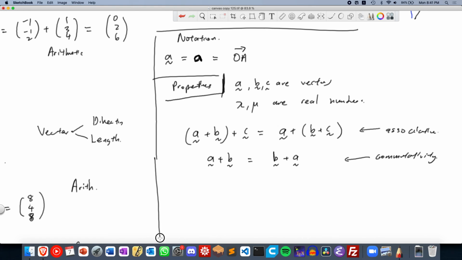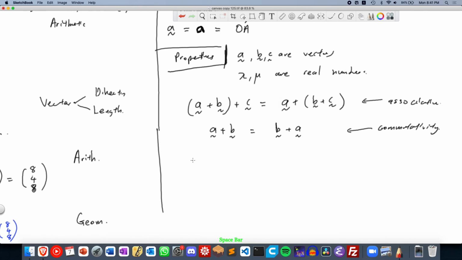Okay, then there are some properties of vectors. The next one is scaling. So we have a distributive property. If you have A plus B, where A is a vector and B is a vector, adding them up gives you another vector, and then you scale it by mu, which is a real number. Then it's the same thing as scaling the vector A by mu plus scaling the vector B by mu. This is known as a distributive property, similar to what we learned in algebra, that this one kind of distributes over the bracket.